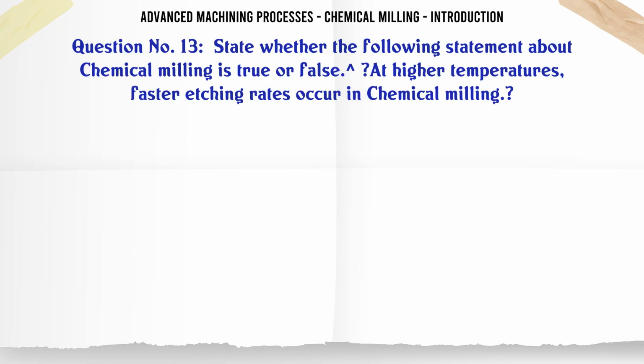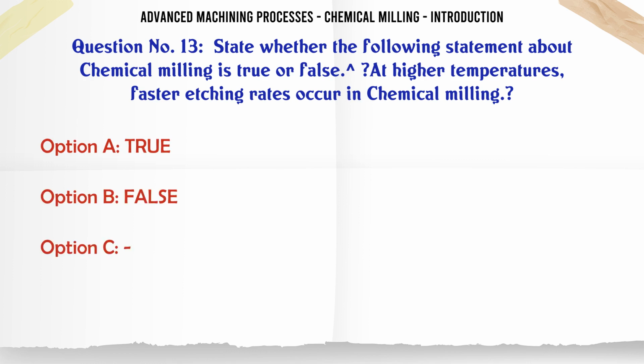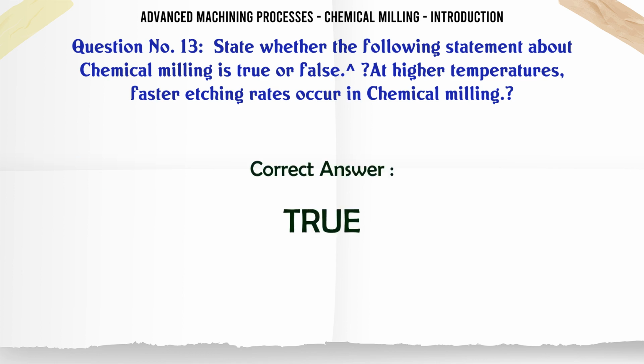State whether the following statement about chemical milling is true or false. At higher temperatures, faster etching rates occur in chemical milling. A. True. B. False. C. D. The correct answer is true.